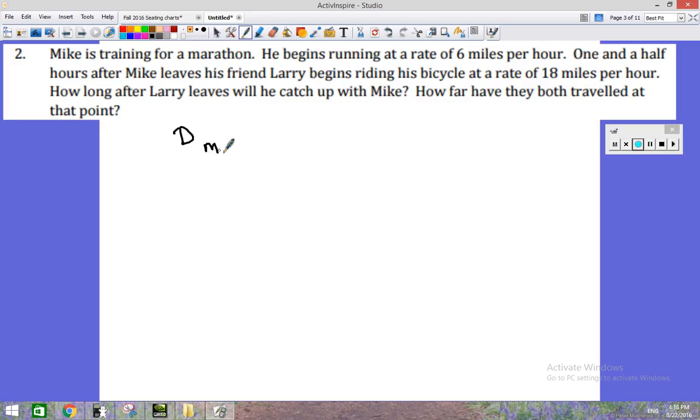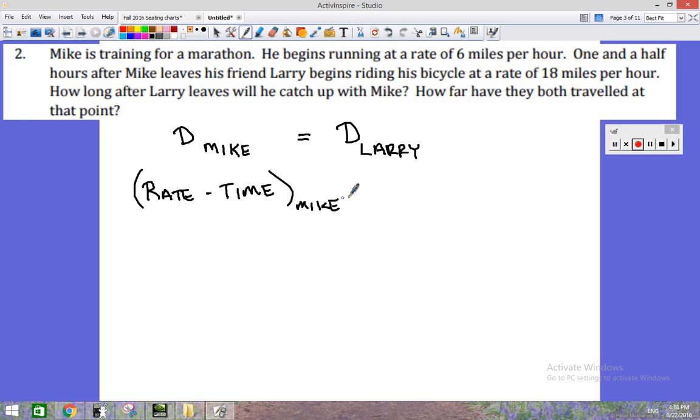So we have the distance that Mike has run is going to be equivalent to the distance that Larry has ridden his bike. Now distance is equal to rate times time. So we'll take the rate of Mike times the length of time that Mike has been running, and we'll set that equal to the rate that Larry rides his bike times the length of time that Larry has been riding. See if we can get a relationship from this.